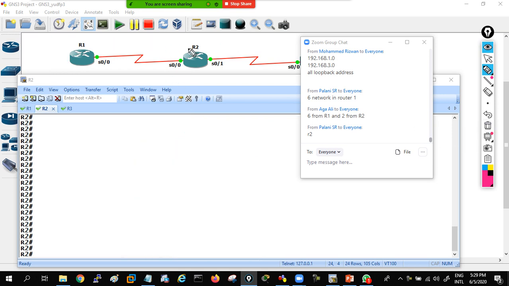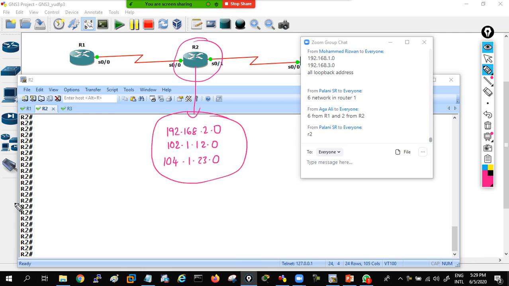See, let's see here. This is your router 2. By default, router 2 knows about the 192.168.2.0 network, and he knows about the 102.1.12.0 network, and he knows about the 104.1.23.0 network. Guys, everybody agree? Say yes for me if you understand that these are the connected networks as per router 2. Understand, guys? Everybody, say yes for me if you understand that. These are the connected networks.